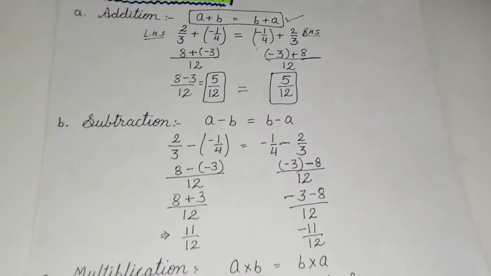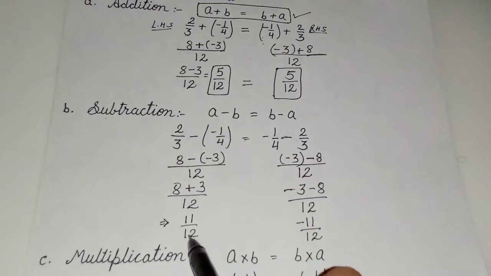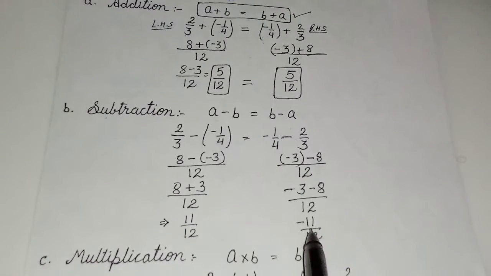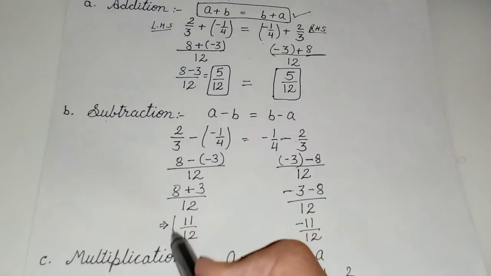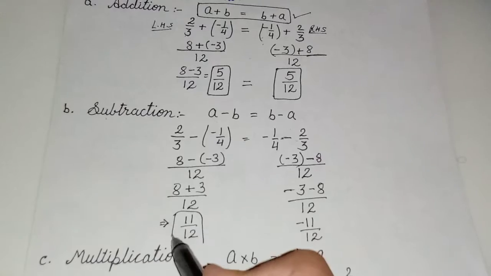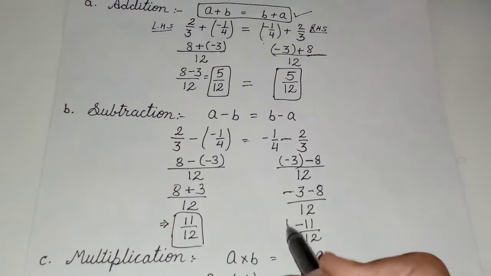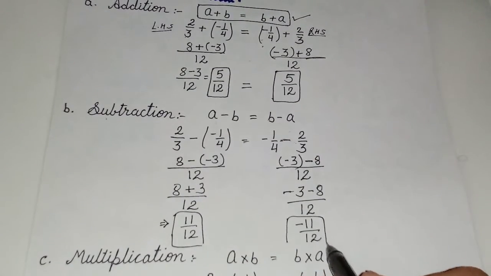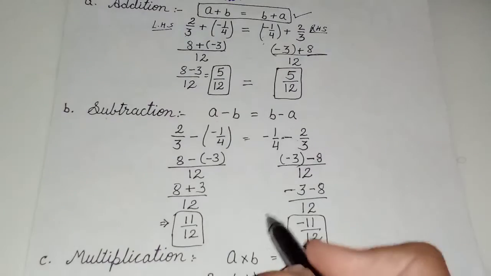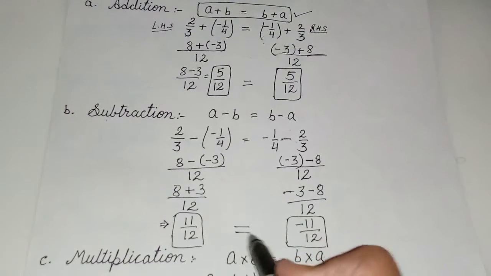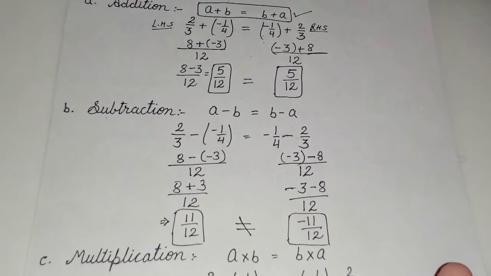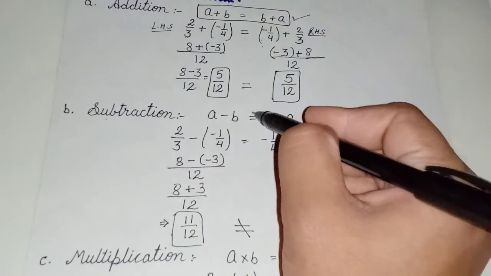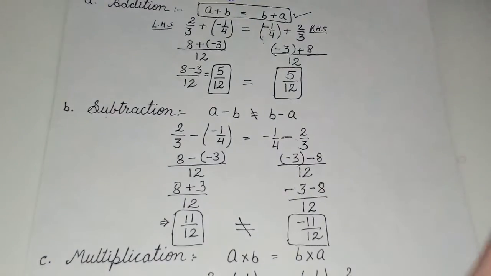So you can see a great difference between them. It's positive 11 by 12. It's negative 11 by 12. So can we say they are equal? Along with the number, their sign should also be the same. Then only we consider the cases the same answer we got. So here LHS is not equal to RHS. So rational numbers are not commutative under subtraction. So this case is not correct.